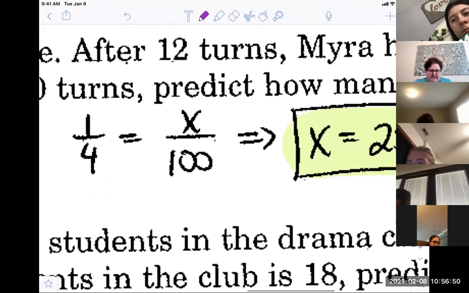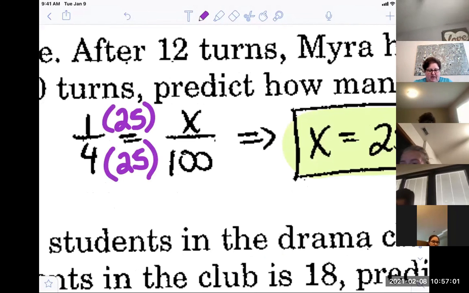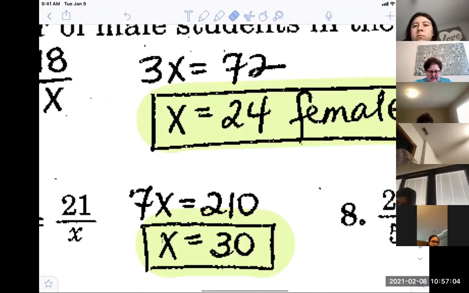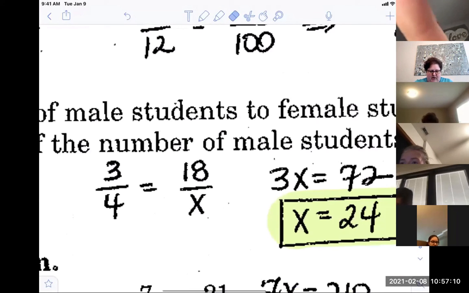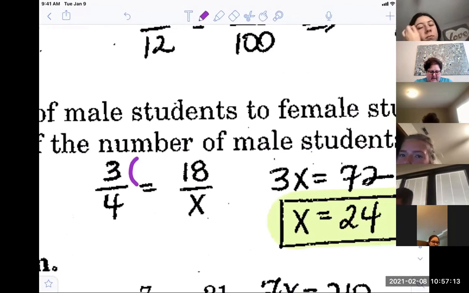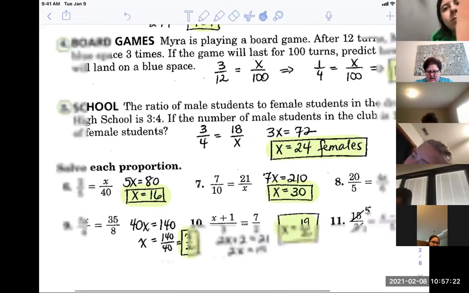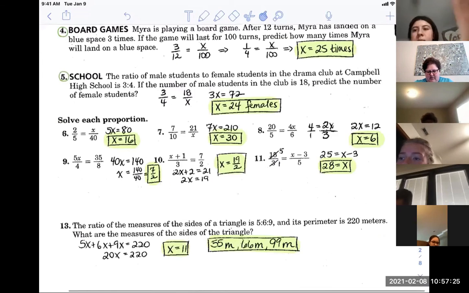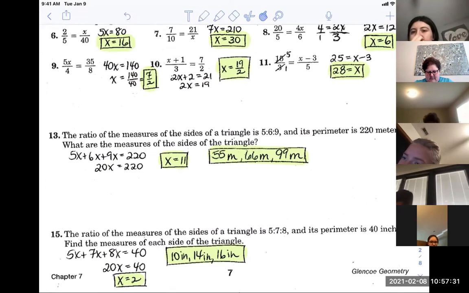I understand that you don't necessarily have to cross multiply in a problem like this. If you can look at that and say, oh, 4 goes into 100 25 times, so if I multiply the bottom by 25, I'd have to multiply the top by 25. So x would be 25. Or like on the next one, the ratio of male to female students is 3 to 4. 3 goes into 18 6 times. So if you multiply 4 by 6 also, that gives you 24. Okay. And then I don't remember which numbers I crossed out from 6 through 11. The answers are all there, but you can just check the ones that are not crossed out.